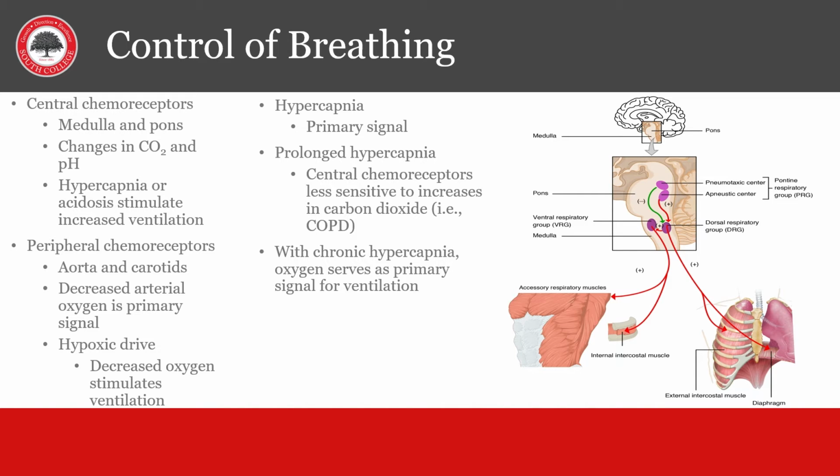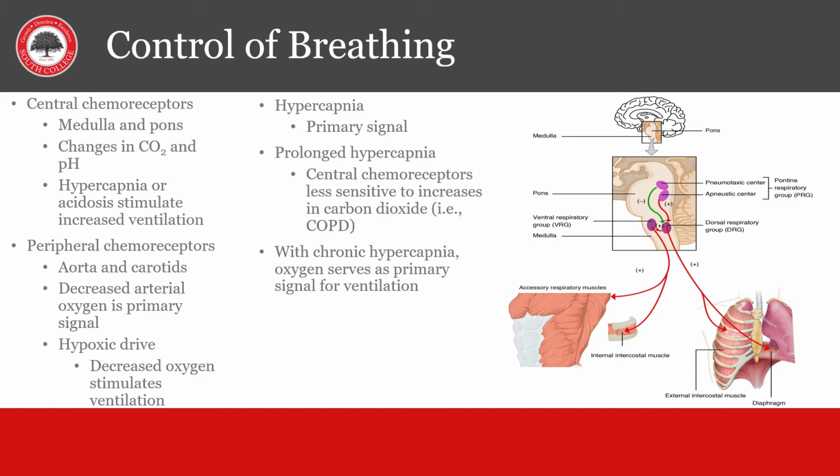Breathing is controlled by the medulla oblongata and some input from the pons as well. Changes in CO2, which also alter blood pH, will stimulate breathing if CO2 is high or the blood is acidotic. This will increase respiratory rate to blow off excess CO2. Carbon dioxide will cause respiratory acidosis if it gets too high in the blood, and this is called hypercapnia.